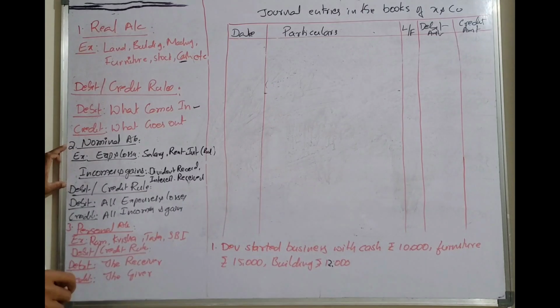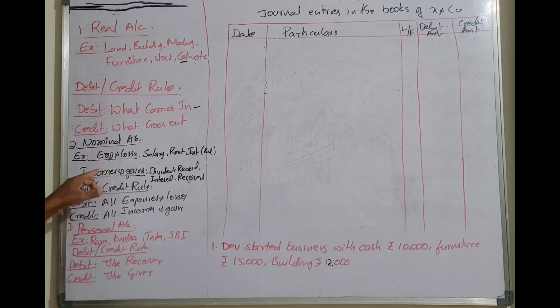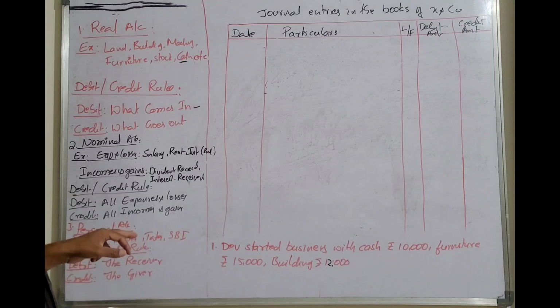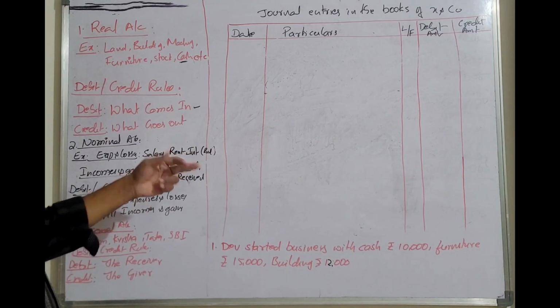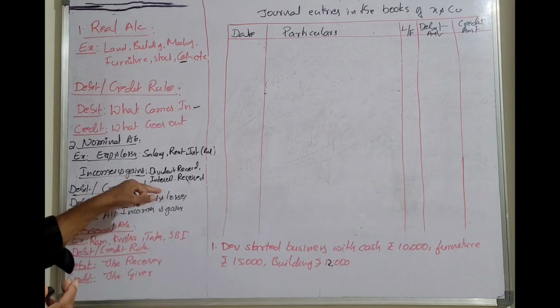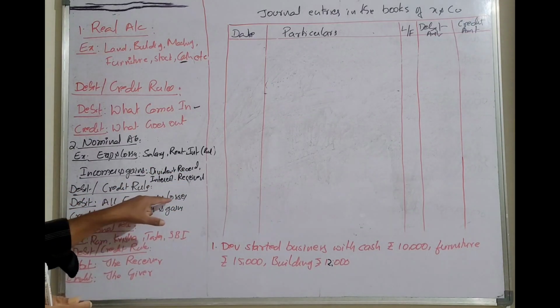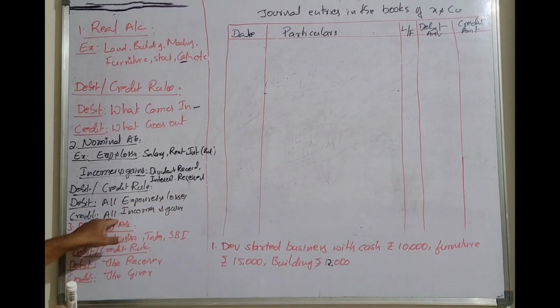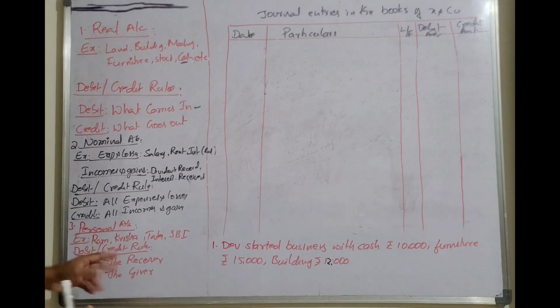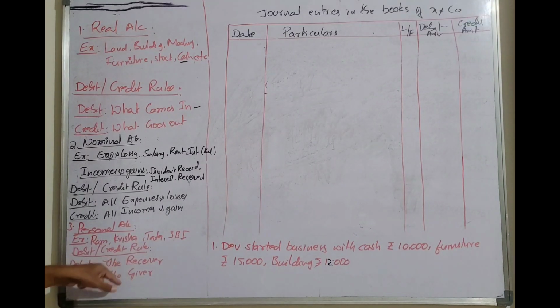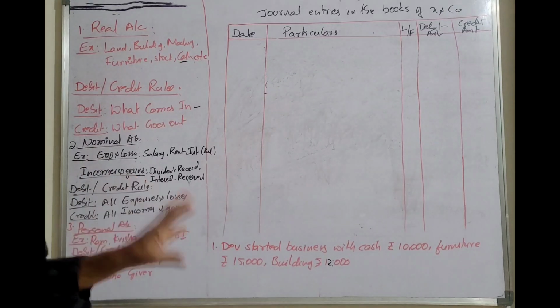And we know the nominal account. Nominal account deals with expenses and losses, like salary paid, rent paid, interest paid. And incomes like dividend received, rent received, interest received. The debit credit rule is: all expenses and losses should be debited, and all incomes and gains should be credited. And personal account relates to persons, like Ram, Sham, Tata, HDFC Bank. The rule is: debit the receiver, credit the giver. These are the three accounts' examples and debit credit rules, right?